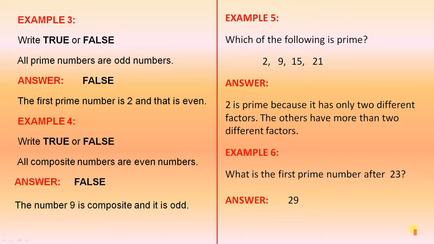Example 3. Write true or false. All prime numbers are odd numbers. Now that's false. The first prime number is 2, and that is even.